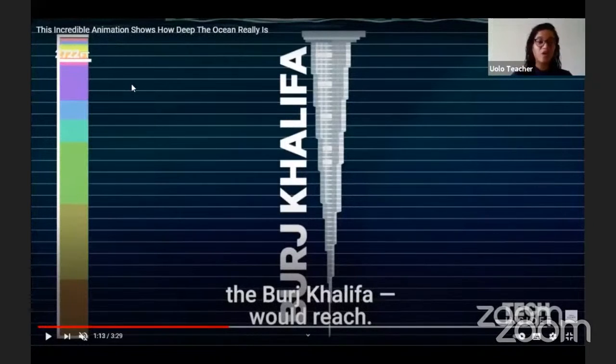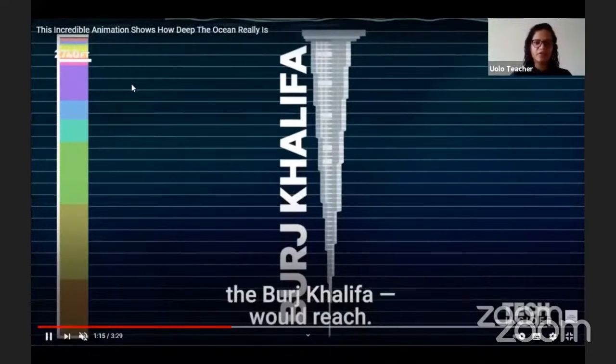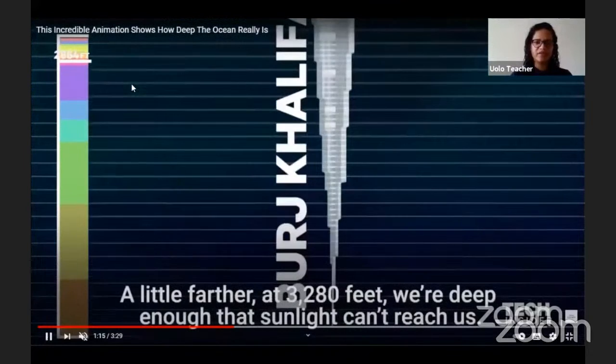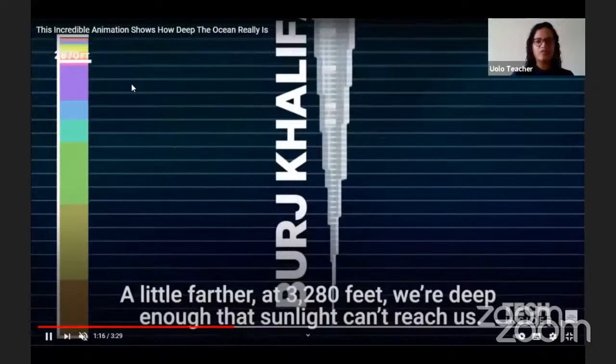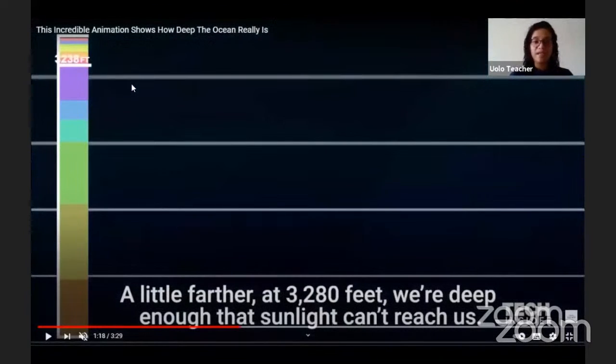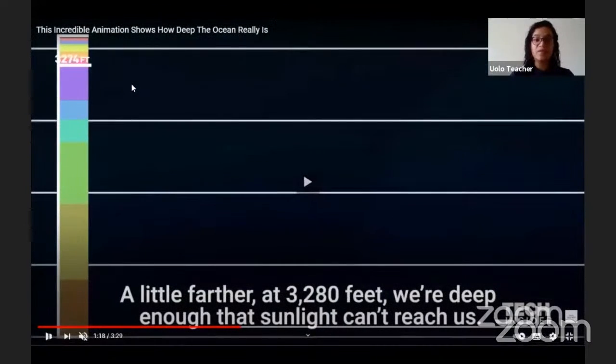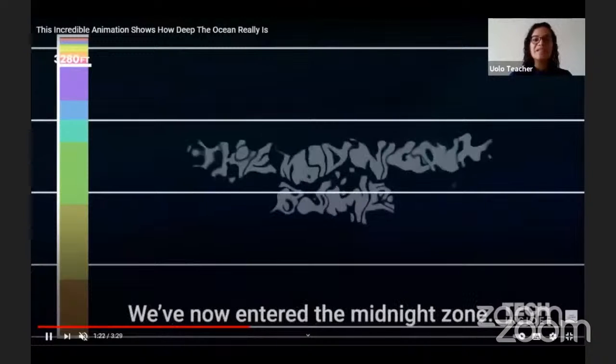Shall we go ahead? Okay, let's go ahead. Now, if we go a little further down, that is at 3,280 feet. Now we are deep. We are deep enough. Now the sunlight cannot reach us at this point. Okay, so what is going to happen if sunlight cannot reach us? This is going to be called the midnight zone.